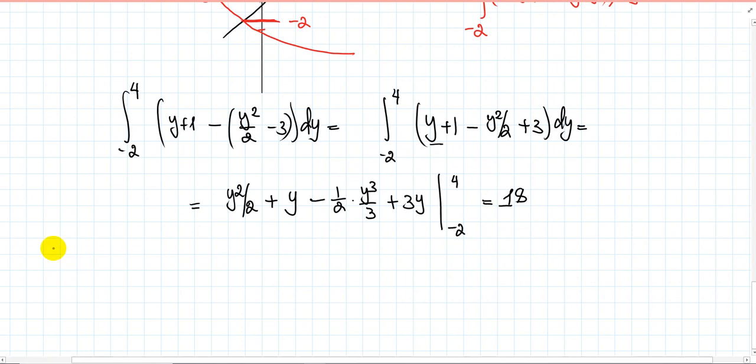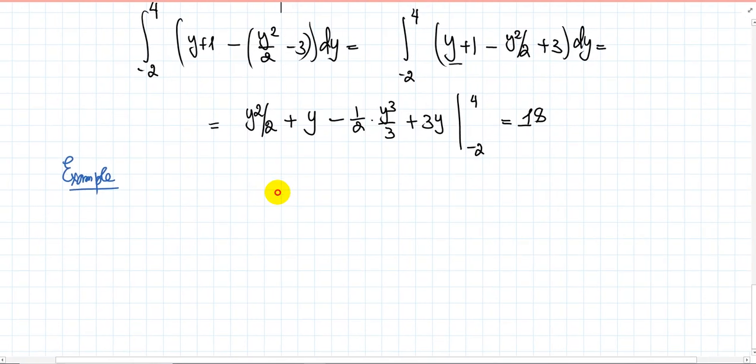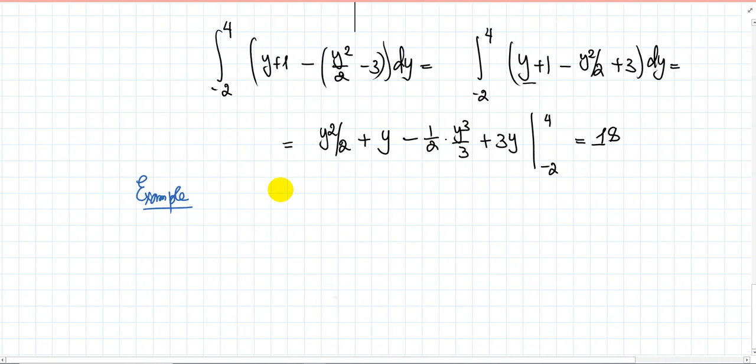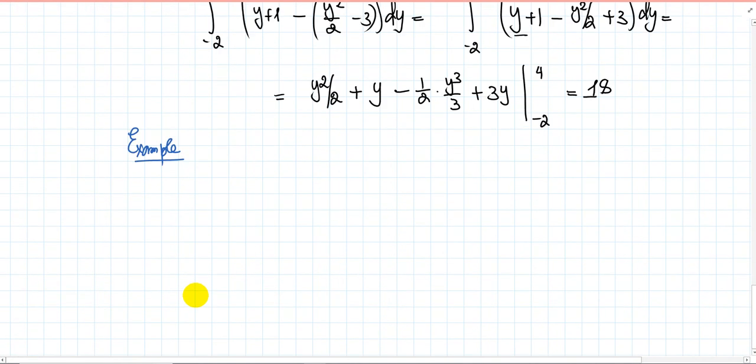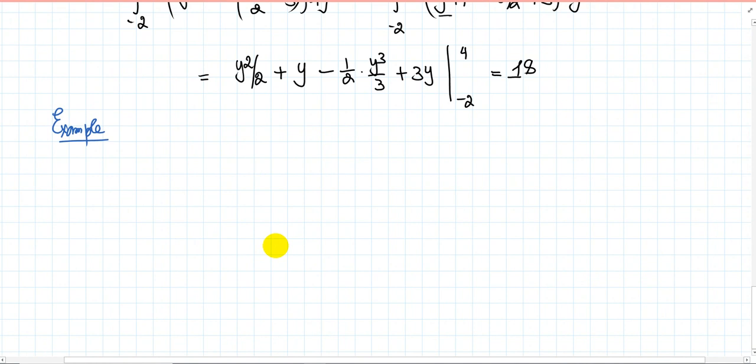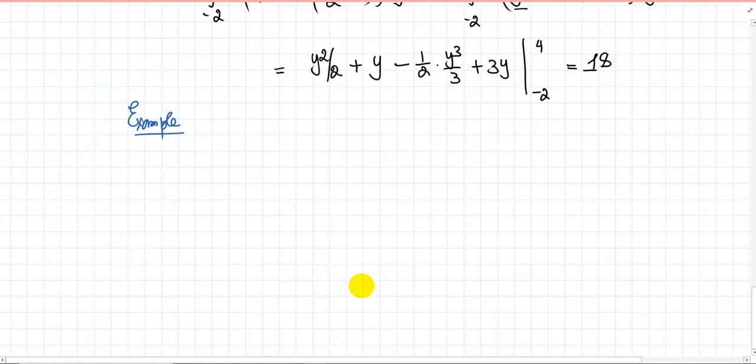So example. Let's say we're given the curves y is equal to x squared, and y is equal to 4x minus x squared. So we need to find the area between these two curves. Is it possible to find the area enclosed by these two curves without drawing them?